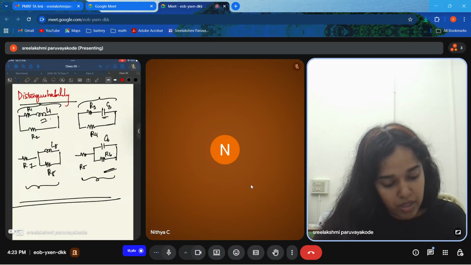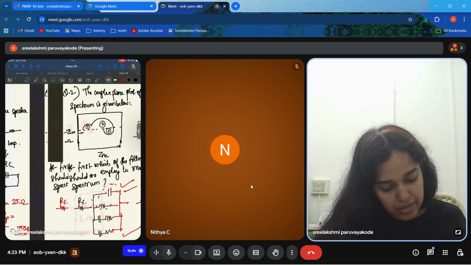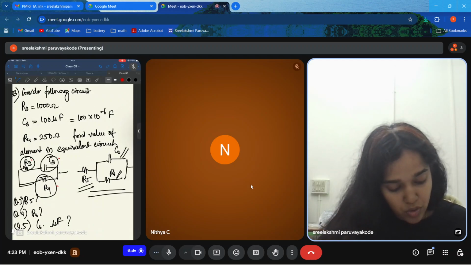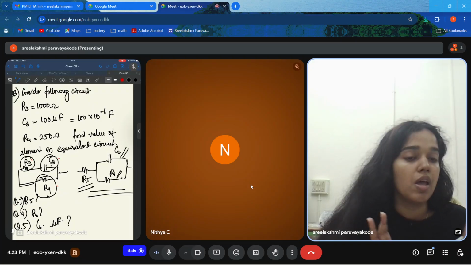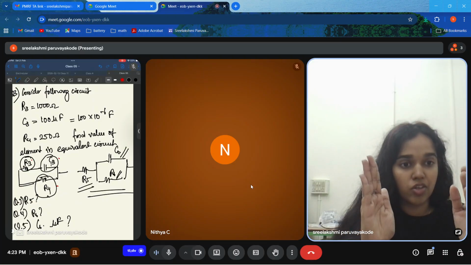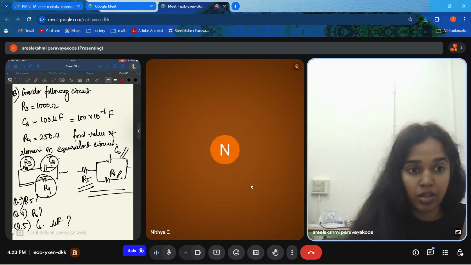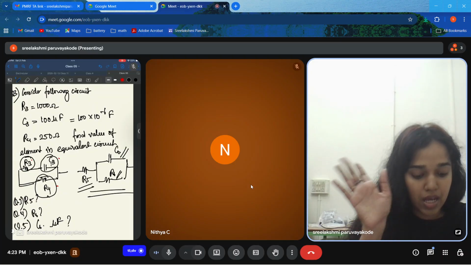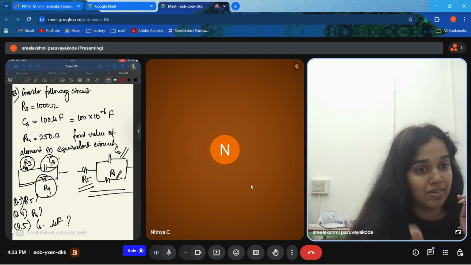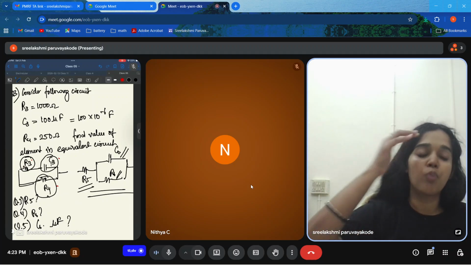In the same way here, they have said that these two circuits are distinguishable. This is your assignment question number 345. They have given you the values of R3, C3 and R4, and asked you to find the values of R5, C6 and R6. I know they are distinguishable, but they can be used interchangeably. This means the net impedance from one circuit should equal the total impedance from the other. But that doesn't mean the values of R and C will be the same in both. The values of R and C can change, but the total impedance will be the same in both cases.